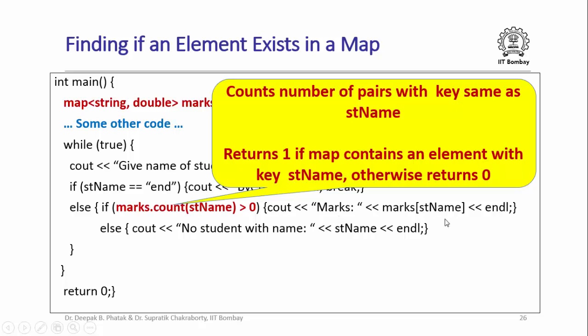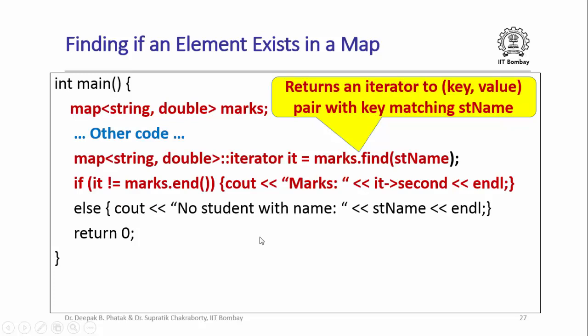So I could then read out the marks from there and print it out. Otherwise, I could say that there is no student with the name stname. Now there is an alternative way of finding out if an element exists in a map. This is by using iterators.